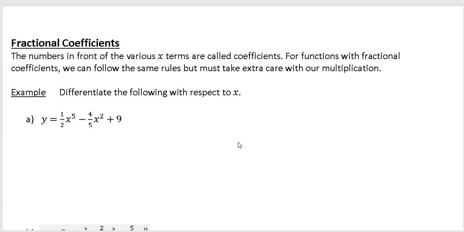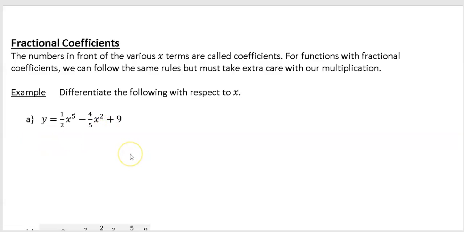The number in front of the various x terms are called coefficients. So in this example, the coefficient of the x to the power 5 term is a half. The coefficient of the x squared term is minus 4 over 5, and the minus is very important. And this is the numerical coefficient, or numerical term, or else it is the x to the power of 0 coefficient. So it's important. We'll see that much later on in mathematics as well.